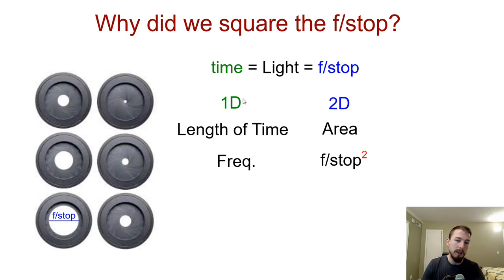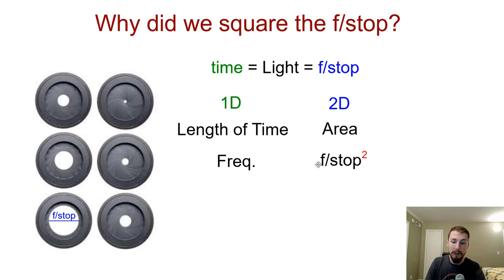Now time is like a one-dimensional unit, like a one-dimensional length of time, whereas with the f-stop we're dealing with area, which is like two-dimensional. So if we cut the time in half, you can imagine how that would affect it. But if we cut the side lengths of the area in half, it'd actually reduce the area to a fourth, etc. So we're dealing with 1 dimension to 2 dimensions.